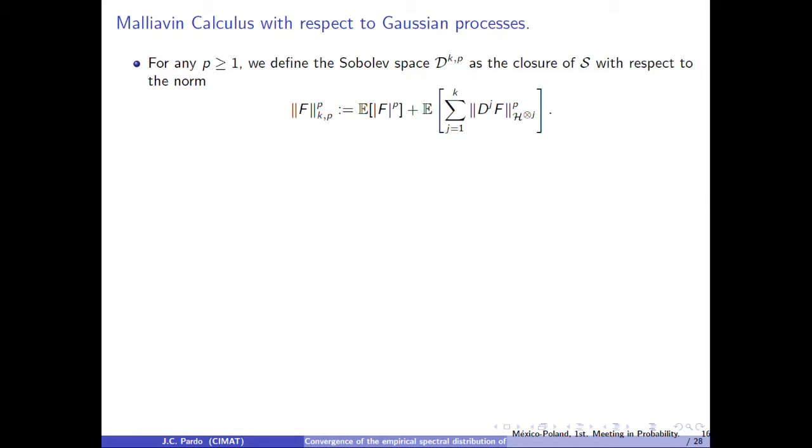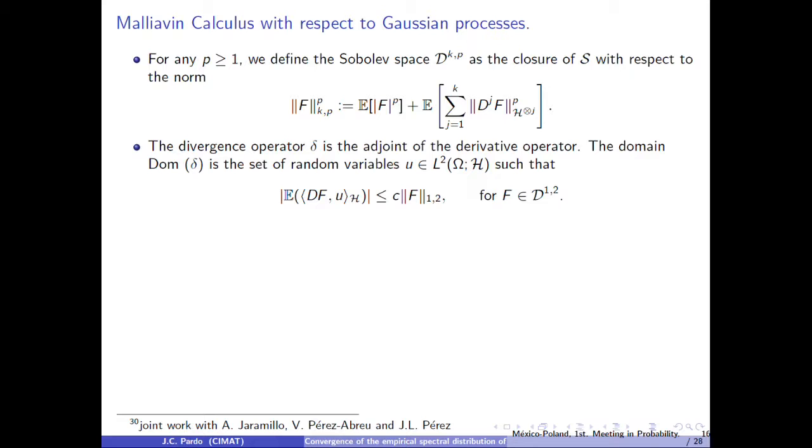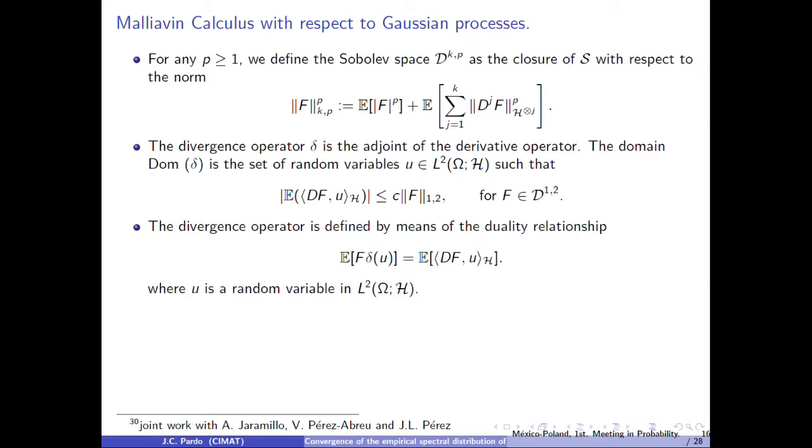And again, it turns out that we can define a solid space, which is the closure of this S with respect to the same norm, right? But now the Hilbert space is different. So again, we can define the adjoint of the derivative operator. This is also called the divergence operator, right? And the same inequality holds. It's defined by means of the following duality relationship, right?